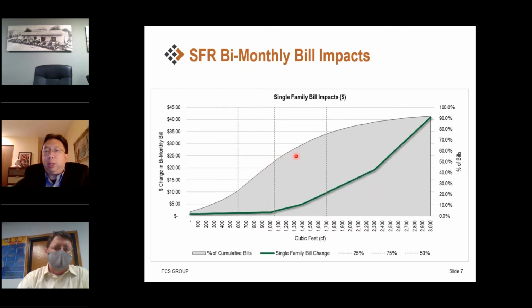And then as usage increases, as you can see, we go up in terms of the percentage of bills. So the large families or those households that use quite a bit of water, at let's say 2,000 cubic feet or more, we're at about 85%, or about the remaining 15% of your customer base.